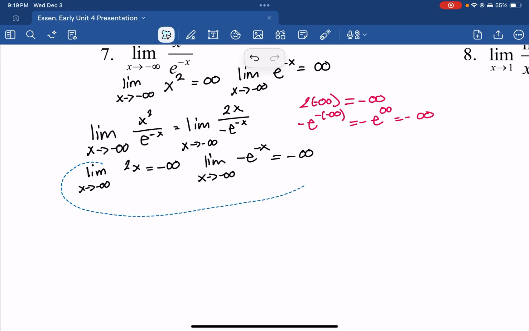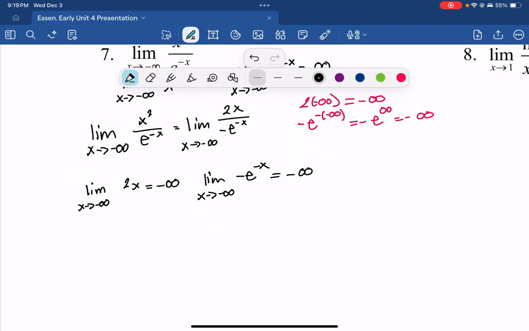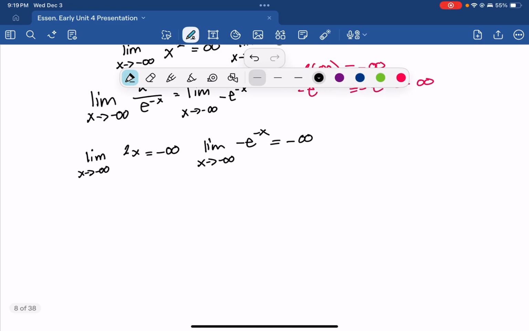Okay, I'm going to pull these down a little bit further. Okay, so now that we've shown that, we're going to use L'Hopital's rule again. So we can say that the limit as x approaches negative infinity of 2x over negative e to the negative x is equal to the limit as x approaches negative infinity. Derivative of 2x is 2. The derivative of negative e to the negative x is going to give me a positive e to the negative x.